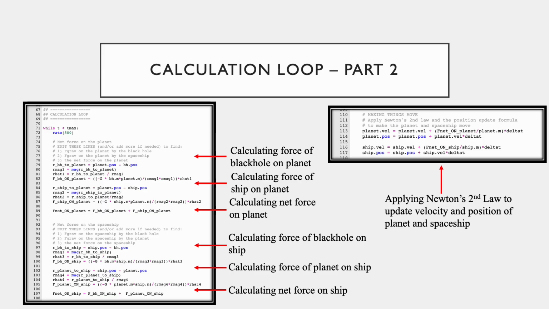For the calculation loop in part 2, we first had to calculate the net force on the planet, which is the sum of all the forces acting on the planet. To do this, I used the universal gravitational formula that I talked about in the introduction. Then we have to calculate the net force acting on the ship. Finally, we had to use Newton's second law and the update position and velocity formulas, which I talked about earlier as well, to make the objects move while the time changed.